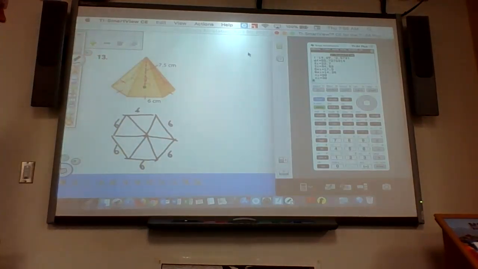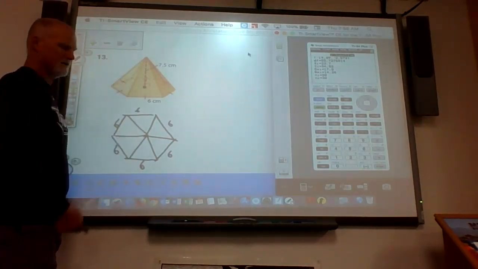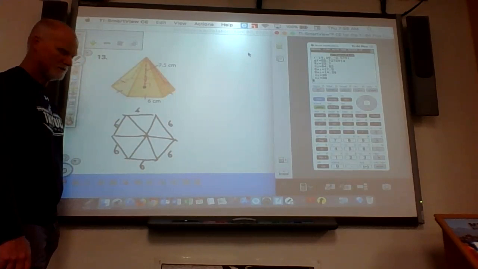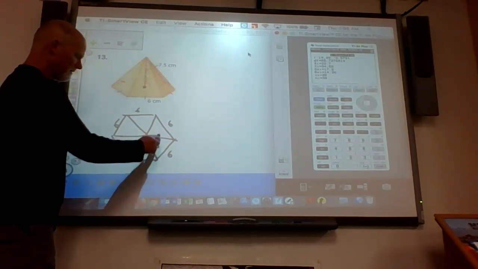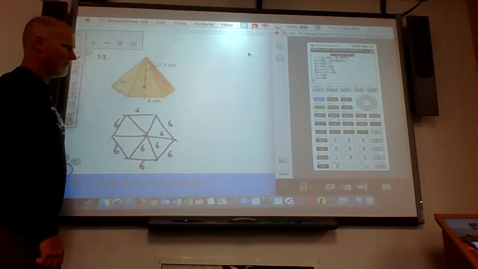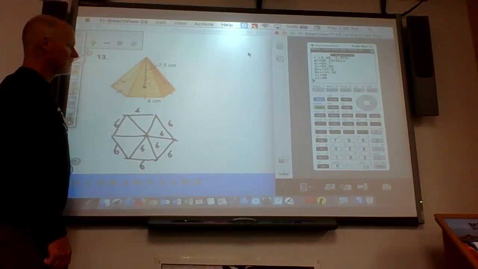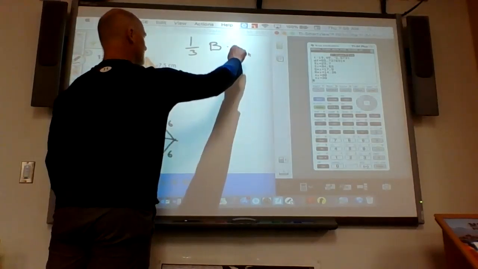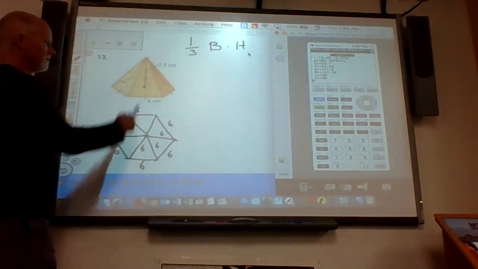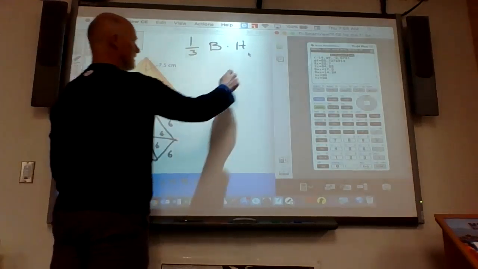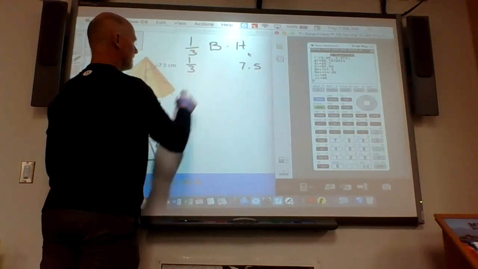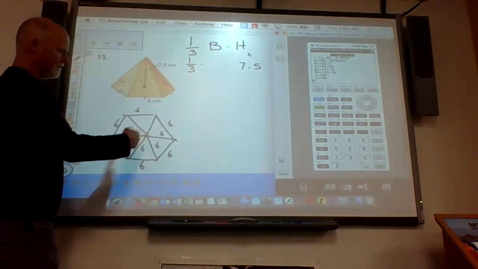I think remembering that a hexagon is composed of equilateral triangles is the easiest way to do this. You just need to remember that all of the sides and radii are 6, so they're equilateral triangles. For the volume formula, you have 1/3 the base area times the height. They've told us that the height is 7.5, and we have this 1/3 out front. Now we have to find the area of this base.